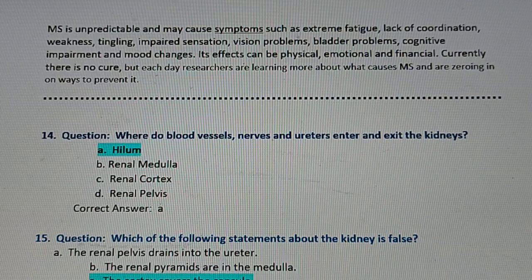The next question is question number 14. Where do blood vessels, nerves, and ureters enter and exit the kidneys? The choices are A, hilum, B, renal medulla, C, renal cortex, D, renal pelvis. The answer is A, the hilum. That's where the blood vessels, nerves, and ureters enter and exit the kidneys.